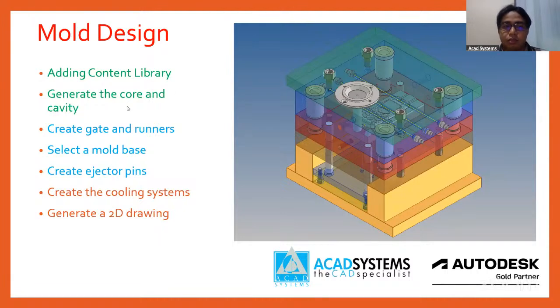The next thing is we're going to add the parts, and we can create or generate the core and cavity. We're going to go through adding some gates and runners and creating our mold base. And we're going to add some equipment inside, such as ejector pins or maybe cooling systems and so on. And lastly, we're going to create a 2D drawing based on our design model here.